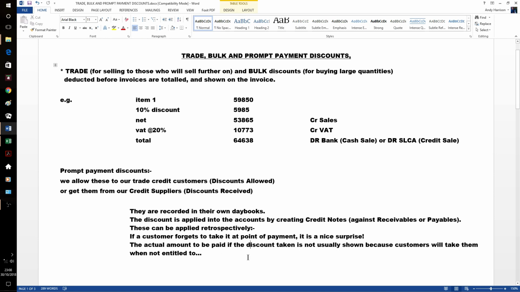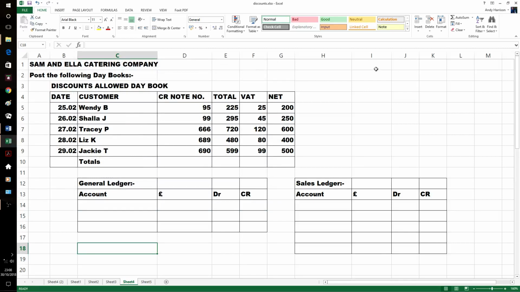The actual amount to be paid if the discount is taken is not usually shown on the invoice. The presence of a lower amount will cause customers to take it when they're not entitled to. So let's have a look at some and fill them in.